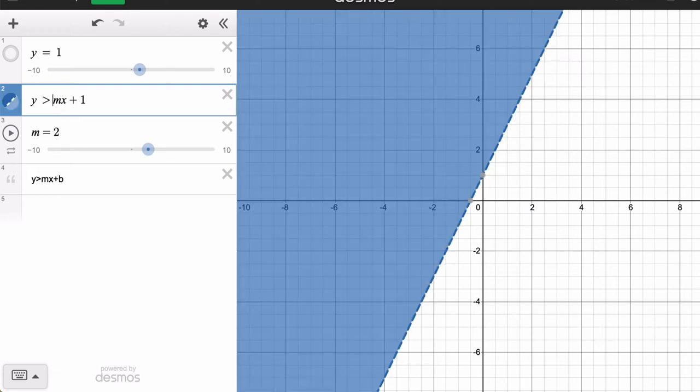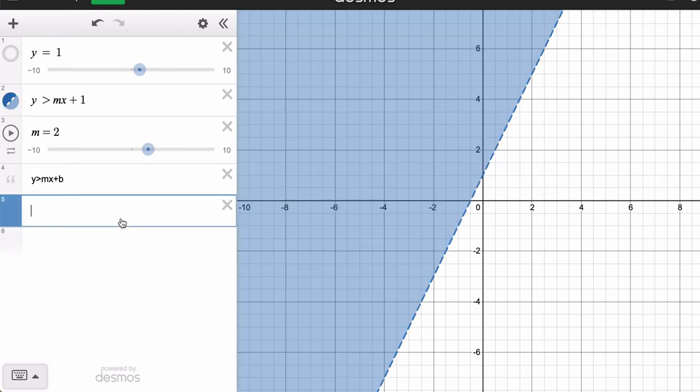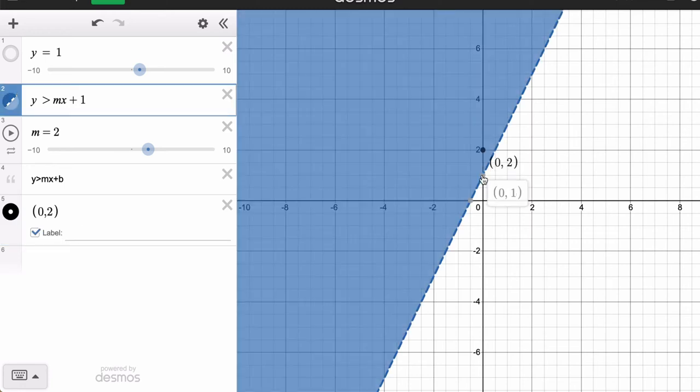So if I say y is greater than that, for any point in this region, it'll be true that the y value is greater than the value of mx plus 1. So for example, here with 0, 1, let's say I look directly above it to this point right here, 0, 2. Let's just plot that point. So it's true that for that point in the region right there, the value of the y, 2, is greater than 2 times 0 plus 1, right? The x value times 2 plus 1 is just 1, and 2 is clearly greater than 1. So the y values are greater than the equality established by the line. So if I want to also include that line, I shade it in.